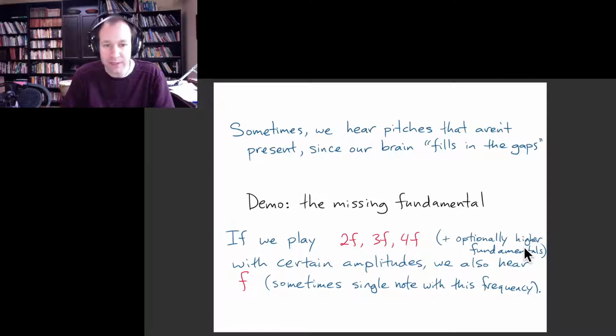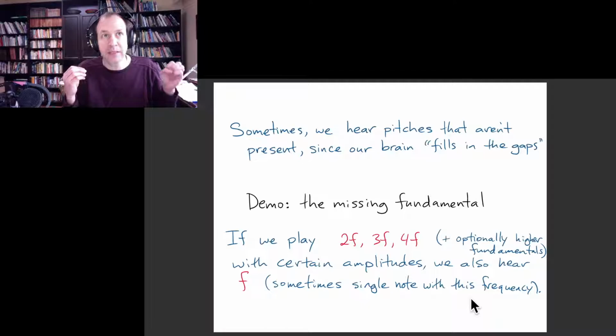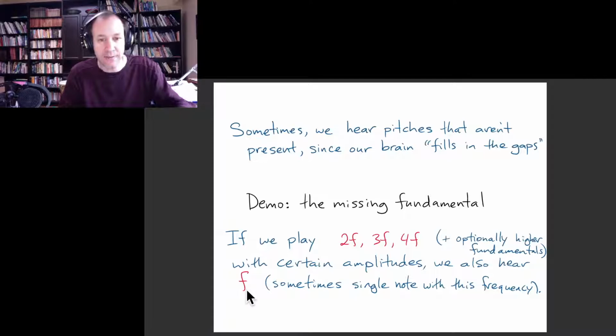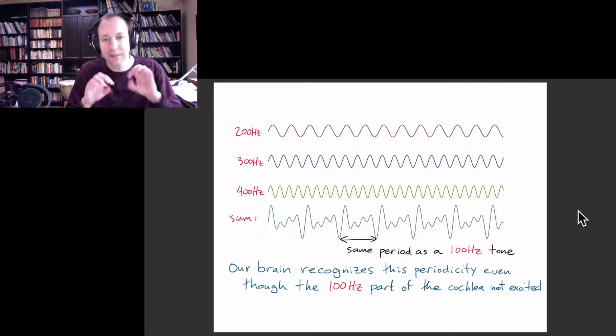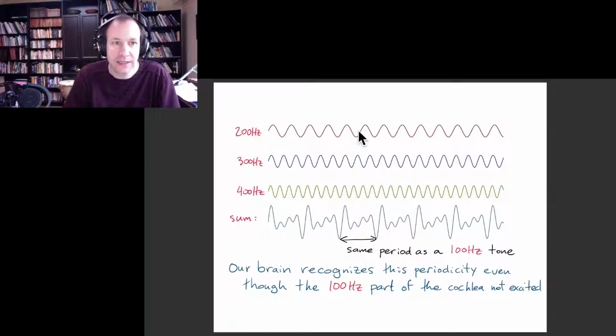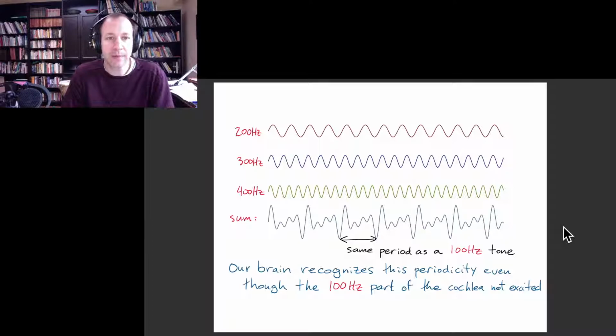And what we observe is that the main thing you actually hear is the frequency F, which is really not present. So how can we understand that? If we go back to the original sound waves, a way to understand what we were hearing is that you could have the three pure tones or two pure tones, it's a similar result here. If you add those up, then you get a wavelet that looks like that, and notice that the periodicity of the combined wave is the same as a 100 hertz tone.